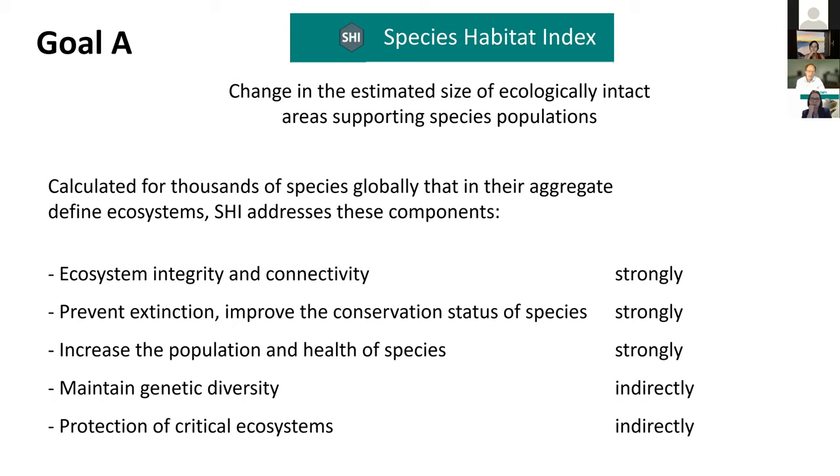So as we do this, the SHI addresses ecosystem integrity and connectivity. And connectivity is a simple additional assessment of the distance of these patches at the species level. And it's a species defined measure, right? Connectivity is also tied to a species because of the dispersal links that it has, but you can aggregate it across many species. That would be an addition that's not in there yet, but it can be added. It addresses obviously the conservation status and extinction assessment of the species, and directly allows an assessment of the health and population of the species. And indirectly, as we look at these separate patches and separate populations, it addresses also genetic diversity and the protection of critical ecosystems.